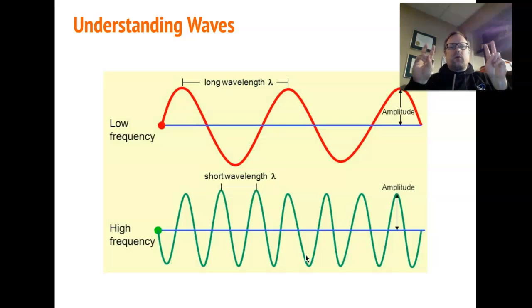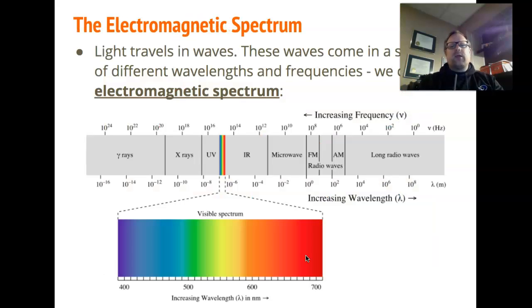But there's other forms of light out there, other parts of the electromagnetic spectrum that we can make do work for us, that we've created technologies around that allow us to take advantage of them. So what you see in front of you right now is the electromagnetic spectrum.